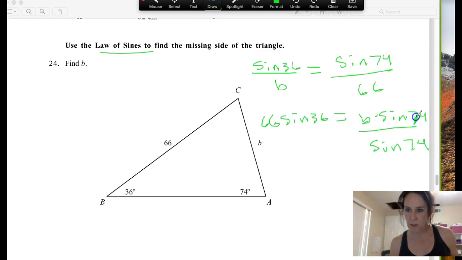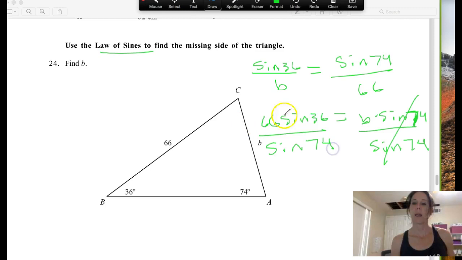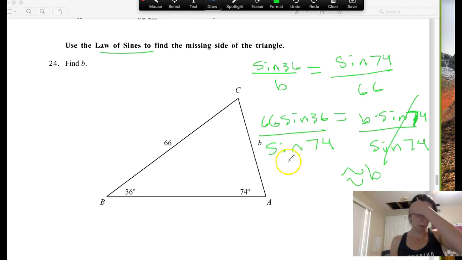And that's a 7, not a 2. All right, divide both sides by sine of 74. And then this is just a calculator problem. B is going to be, and it's an approximation, sine of 36 times 66, and then divide that by the sine of 74. You might want to do the sine of 74 first, and you get like 0.96126. And then do this on your calculator and divide by that. And you're going to get B is approximately 40.4.